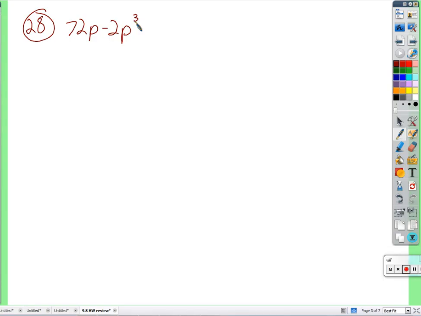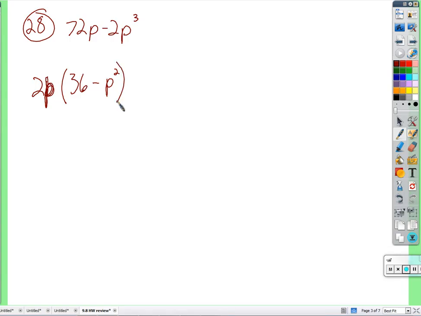First thing we do, as we should, anytime we're factoring a polynomial, first thing we should do is check and see, do all the terms have something in common that we can factor out? A two. And a P. If we factor a two, this would be 36 minus P squared.